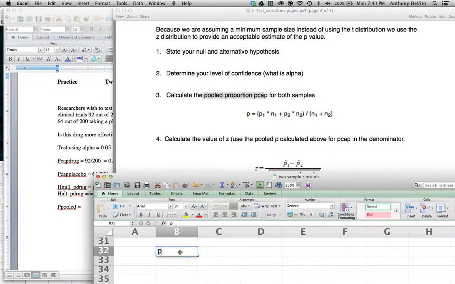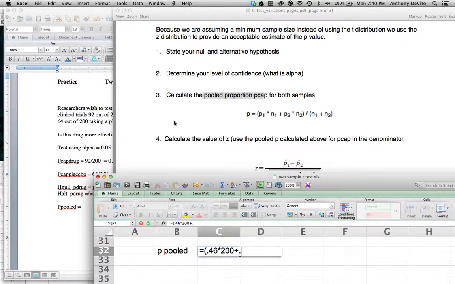So P pooled is going to be equal to, let's just look at the formula, P1, which was 0.46, times N1, the sample size, 200, plus P2, which is 0.32, times the sample size, 200 again, divided by N1 plus N2, which is 400. I'm going to hit enter. It's 0.39. P pooled is 0.39.